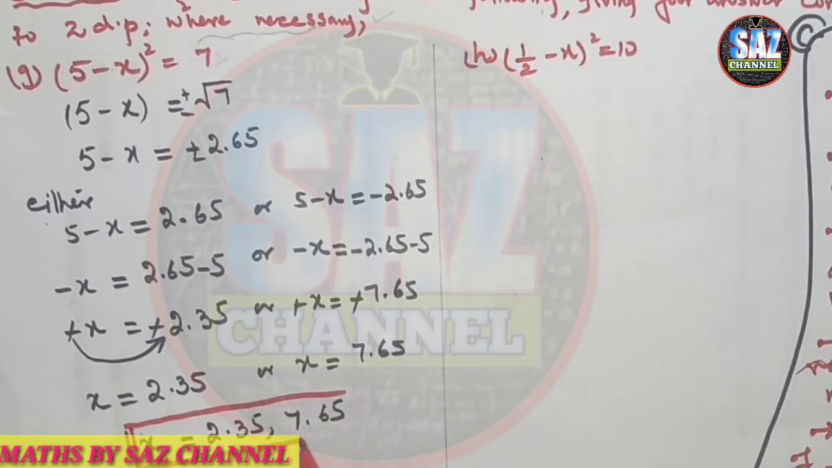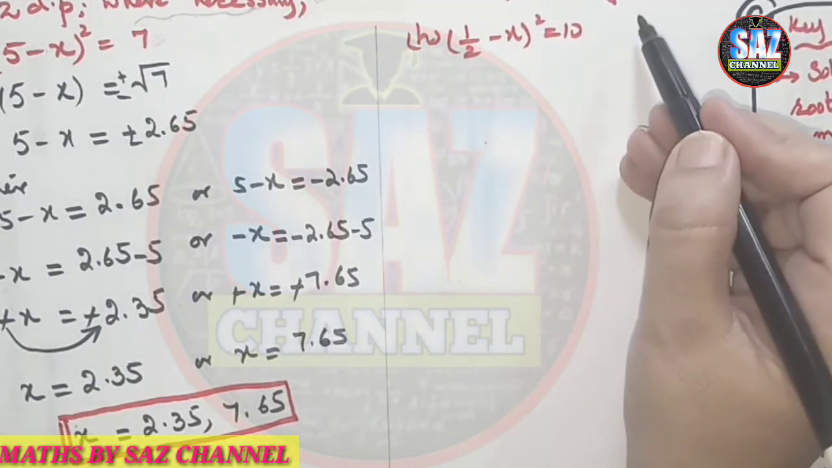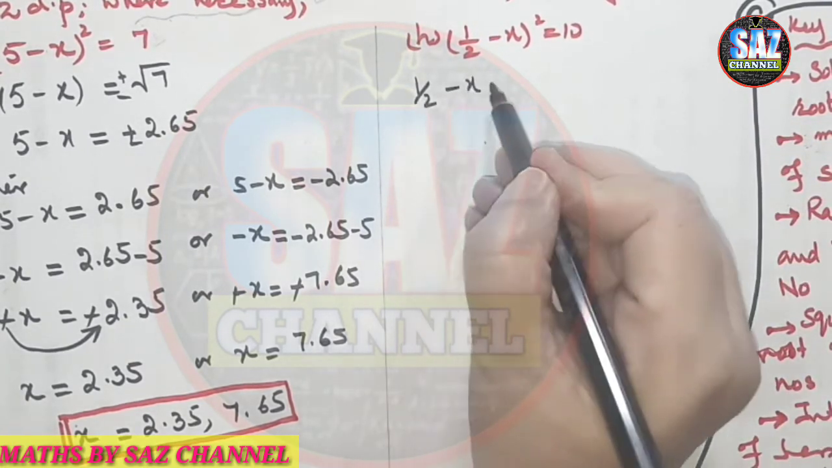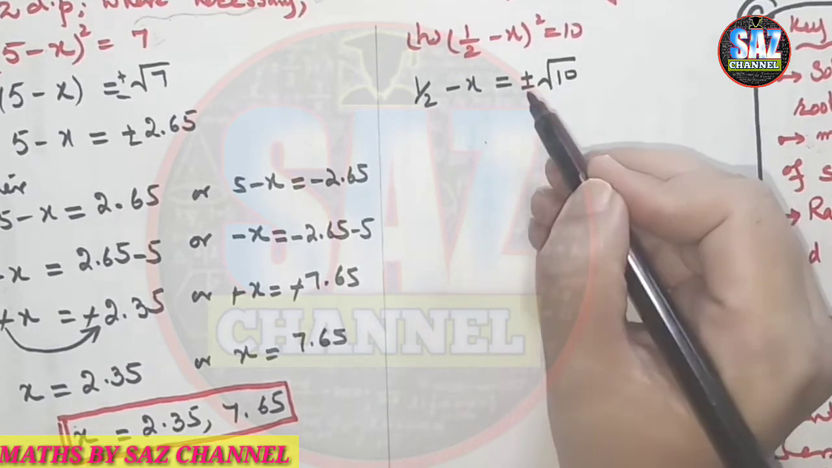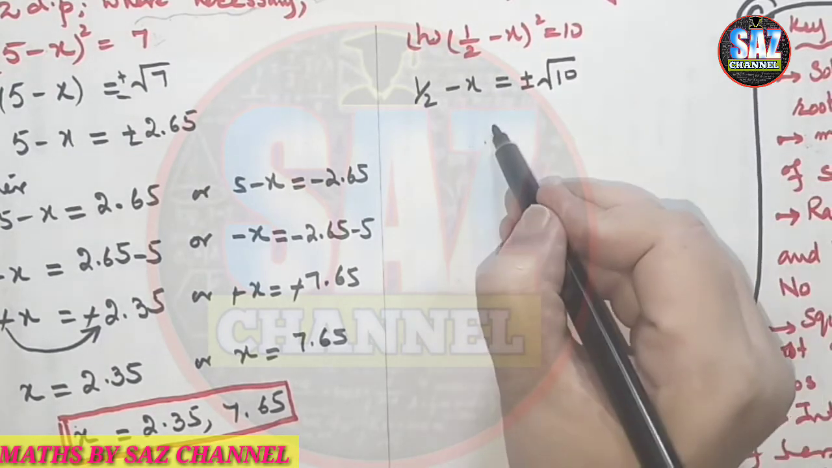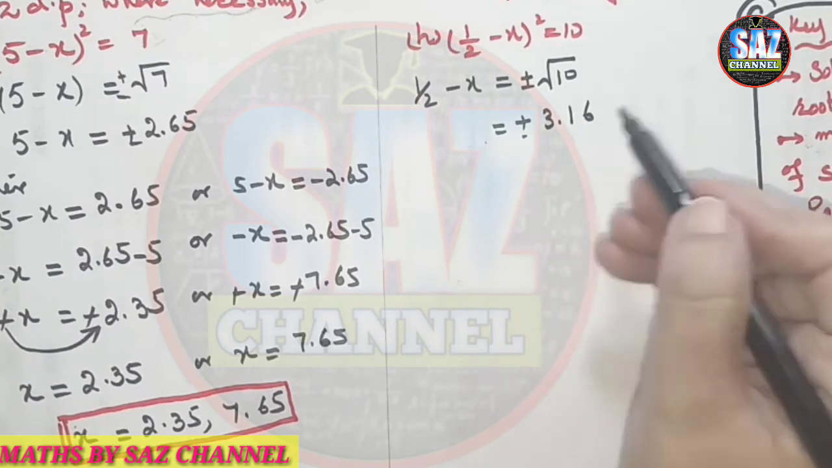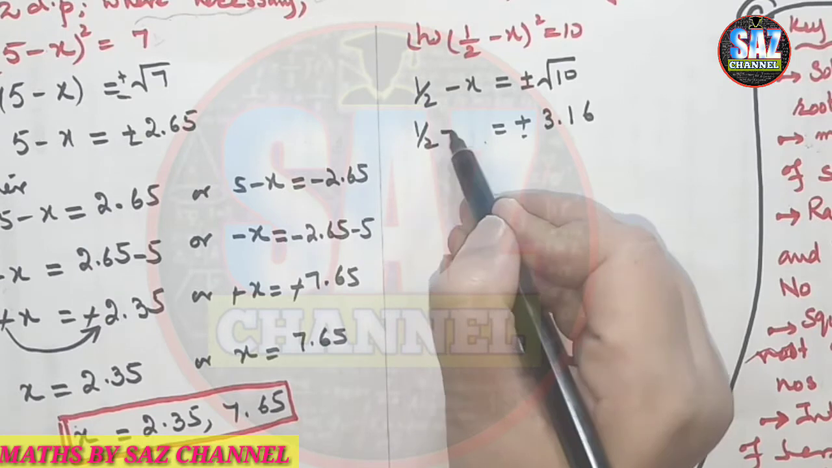I hope this question is easy and clear to you. The next part is (half minus x) whole squared equals 10. Again, taking the square root on both sides will give me half minus x equals plus minus square root 10. Okay, take the square root of 10. The square root of 10 is plus minus 3.162. So I will take 3.16 only.